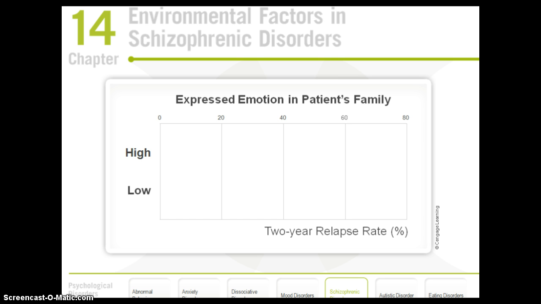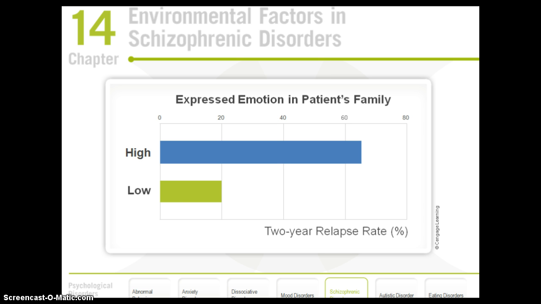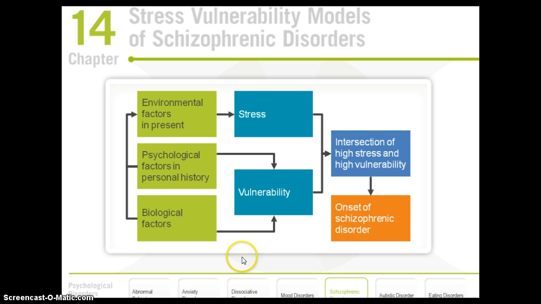Expressed emotion is the degree to which a relative of a schizophrenic patient displays highly critical or emotionally over-involved attitudes toward the patient. A family's expressed emotion is a good predictor of the course of a schizophrenic patient's illness. As these data show, schizophrenic patients from families high in expressed emotion show a relapse rate about 3 times that of patients from families low in expressed emotion.